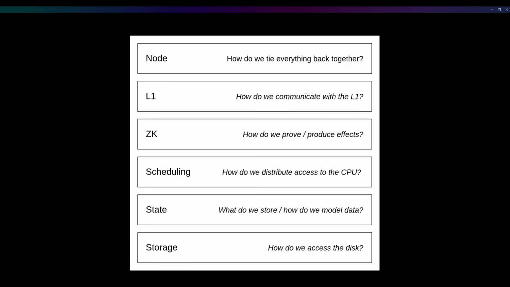And I've been thinking about what we should talk about today. I was first thinking about starting at the bottom and really building things from the bottom up.